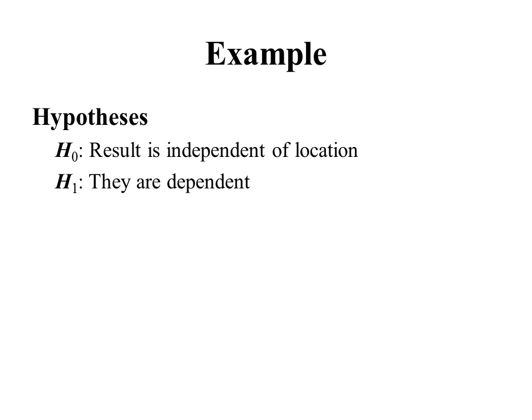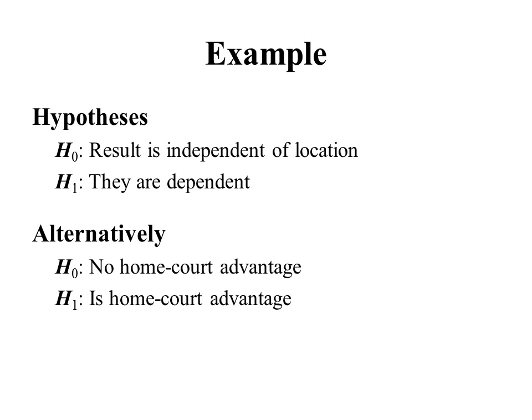Now the alternative hypothesis is going to be the opposite of the null hypothesis. The opposite of independence is dependence. So our alternative is that the result is dependent on location. Now we could alternately state these hypotheses in maybe less technical terms. If result is independent of location, that means that there is no home court advantage. And if they are dependent, well, that would mean that there is home court advantage. So there's an alternate way of stating our hypotheses in a little bit less technical terms.